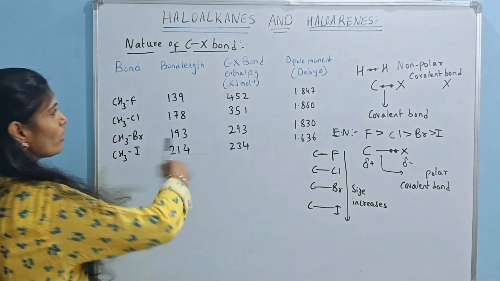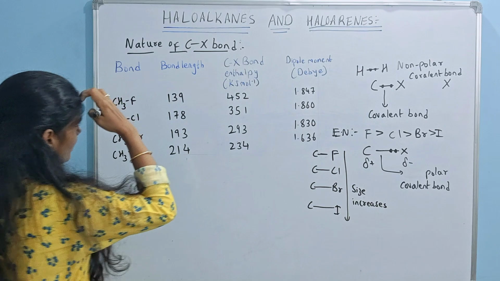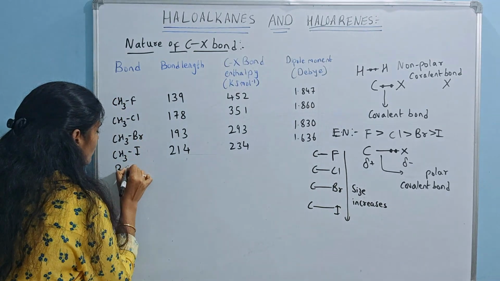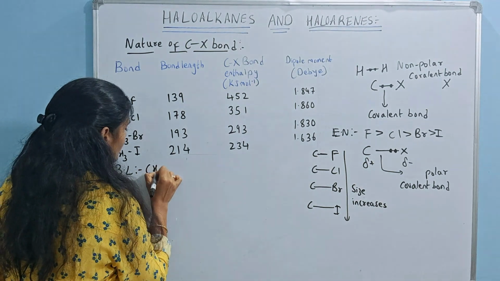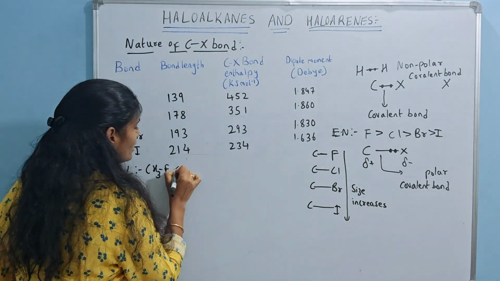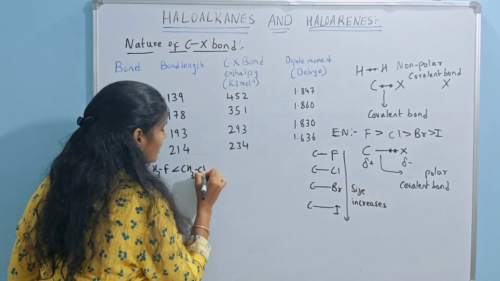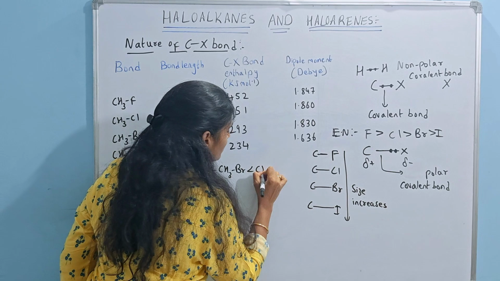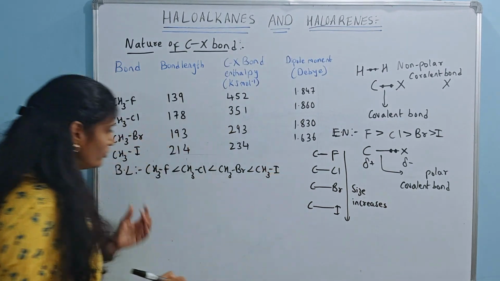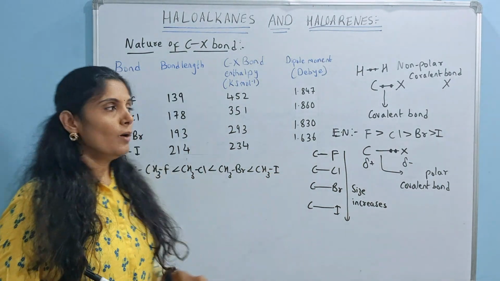Now we'll quickly try to write them in increasing and decreasing orders. Now when I take the parameter of bond length, here what can I write? CH3F bond length is less, then comes my CH3Cl, then comes my CH3Br, then comes my CH3I. So this is the increasing order of the bond length.